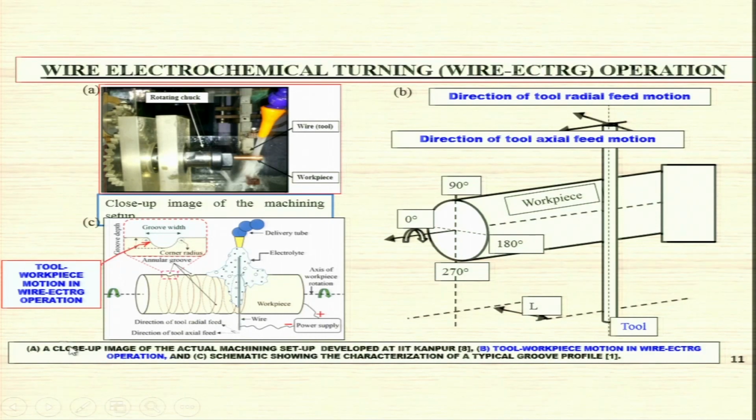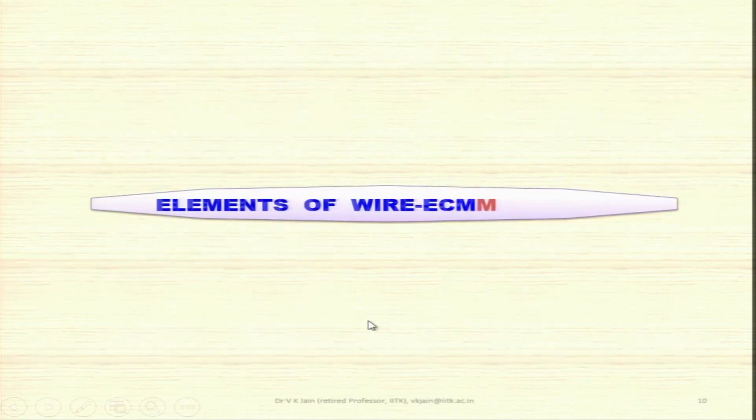B, tool workpiece motion in wire electrochemical turning operation is shown over here, and a schematic showing the characterization of a typical groove profiling. You can make the groove over here with the help of this wire on this particular workpiece. Elements of wire ECMM system.